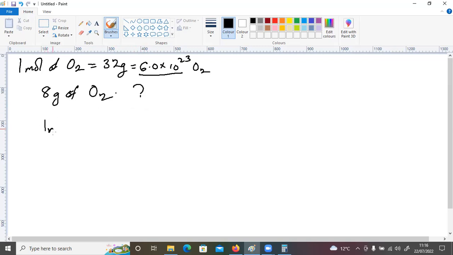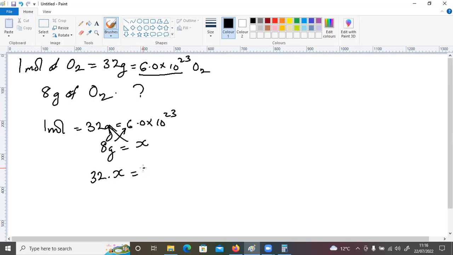I'll come and say 1 mole of oxygen, I know, is equal to 2 grams. It has 6.0 times 10 to the power 23 atoms. If I have 8 grams, how many atoms are there? I do some cross multiplication like that. I'll get 2 multiplied by x is equal to 8 multiplied by 6 multiplied by 10 to the power 23.